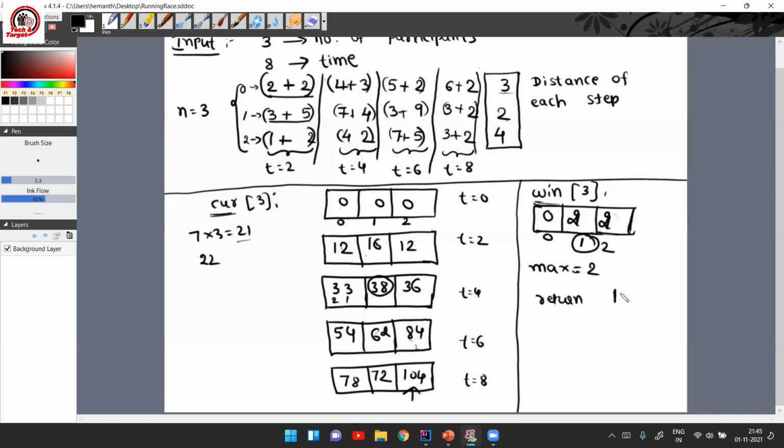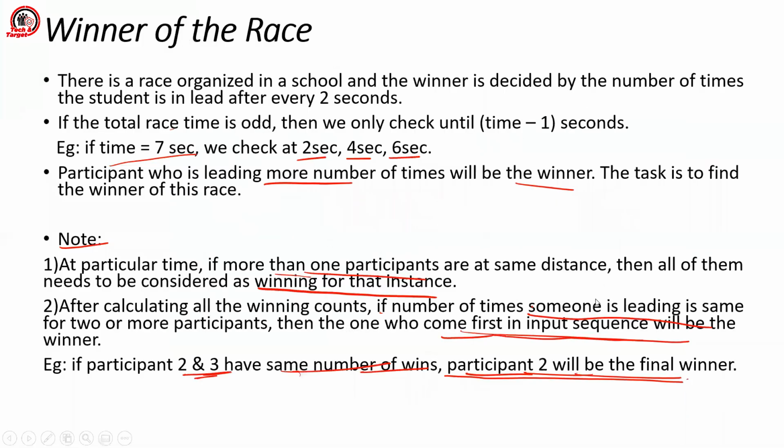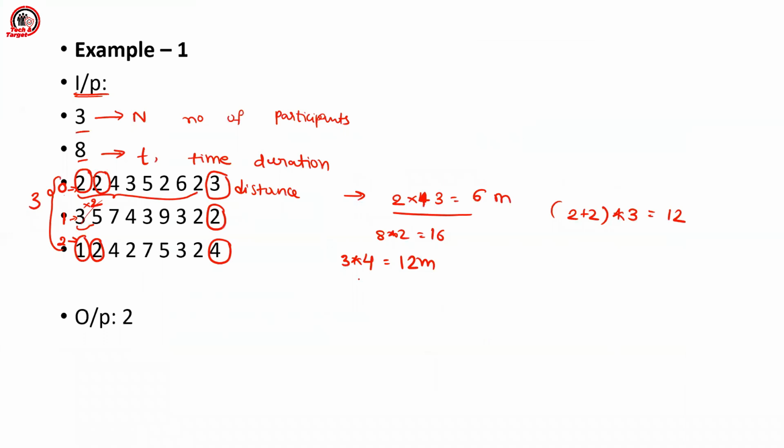So you will directly return 1 here. But they have mentioned that the indexing begins from 1. Since the indexing begins from 1 and in our array it begins from 0, we have to return 1 plus 1, so that would be 2. So that will be the solution for this question, right? So if you see here, that was your solution. This is how we have to solve it.